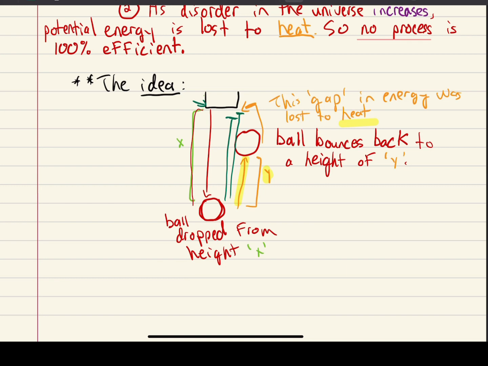And the energy we're talking about specifically here is potential energy. And so what we would say is, based on the bounce back height, so this one, and this one, and this one, all of these would have different efficiencies. And the one with a higher bounce back height would have a higher efficiency.